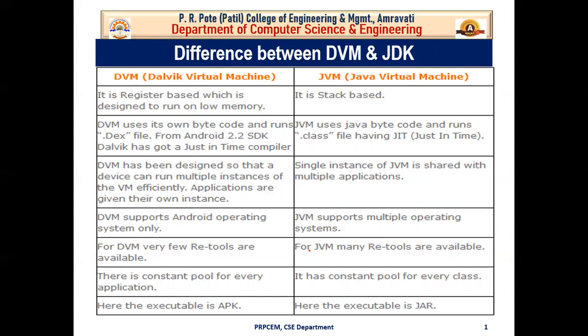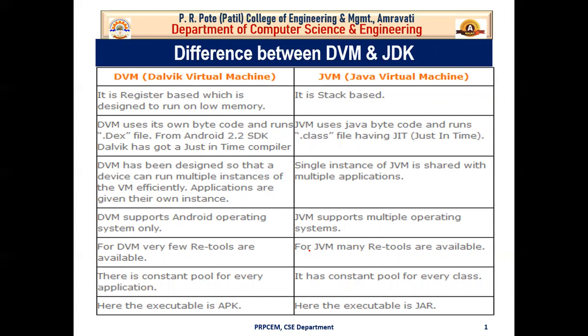And now what is register based? Register based means that the operands are stored on the registers in the CPU. So Dalvik virtual machine is register based, which is designed to run on low memory, and Java virtual machine is stack based. Now the second difference is that DVM uses its own bytecode and runs .dex file.